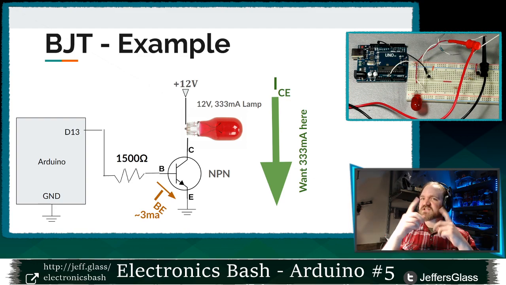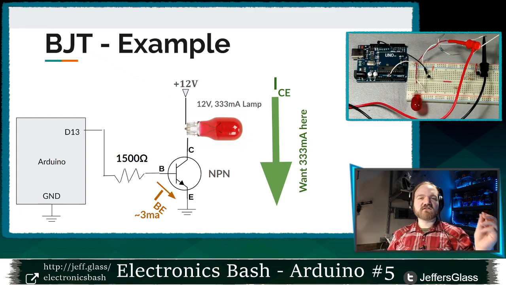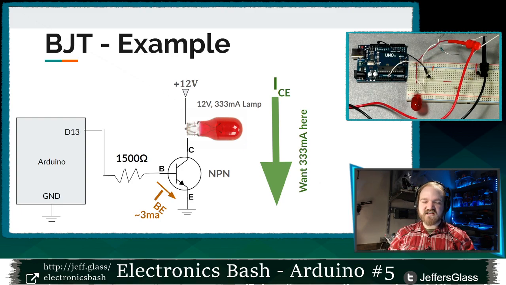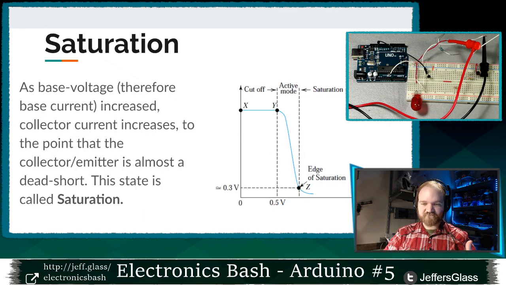I'm going to carry on just clarifying a few things about this example, but it's really key that you understand how you use this transistor as a switch. Use a little bit of base current to essentially close the switch, allow a lot of current to flow between collector and emitter. What we're essentially doing is driving the transistor into saturation.